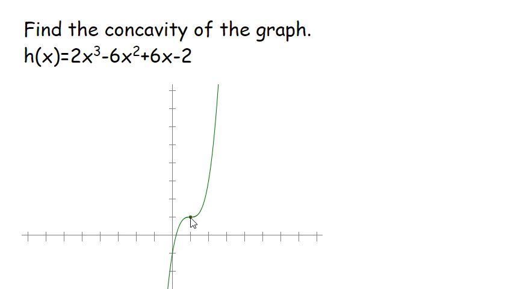Alright, so the red dot here indicates the inflection point, which you should already be familiar with. And as you can see, this part of the graph is concave down, and this part is concave up. So we need to find this number on the x-axis that's associated with that inflection point. That's what we've got to find first. Let's go over to the whiteboard.